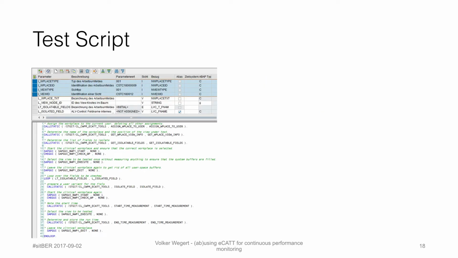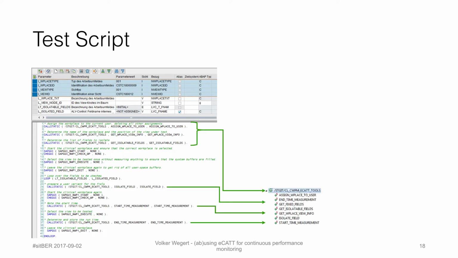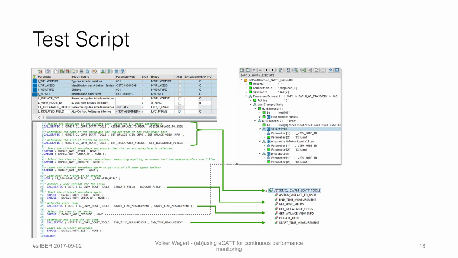This is one of the test scripts used. It basically prepares the user-specific settings and determines which technical screen object has to be selected to display the view. It then calls the view once to ensure all system-level buffers are filled before iterating through the fields of the list, preparing a user variant to isolate each field, and determine the runtime used to display the field. This script uses an auxiliary class that provides the customizing evaluation and manipulation functions, as well as a basic stopwatch functionality. The actual UI calls look intimidating, but are mostly recorded and then adapted manually.